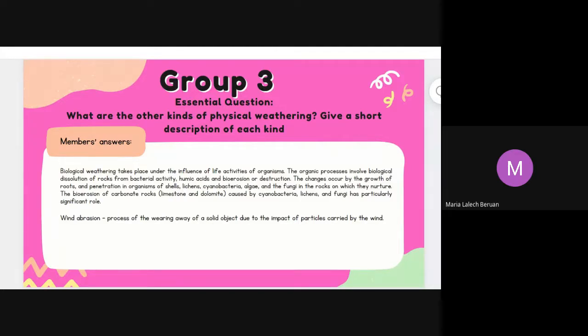The organic processes involve biological dissolutions of rocks from bacterial activity, humic acids, and bioerosion or destruction. The changes occur by the growth of roots and penetration in organisms of shells, lichens, cyanobacteria, algae, and the fungi in the rocks on which they nurture.